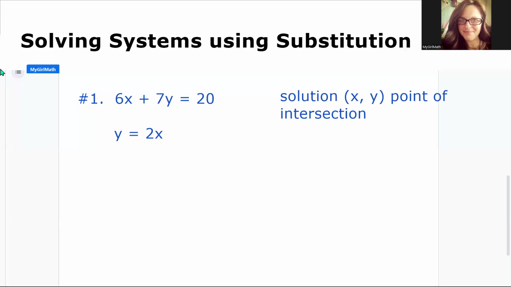This is a good candidate for substitution because I see that we already have y equals 2x. Wherever I see a y in the first equation, I will substitute 2x. That's why this method is called substitution. So wherever I see a y, I'm going to substitute 2x. So using our first equation, replacing y with 2x.